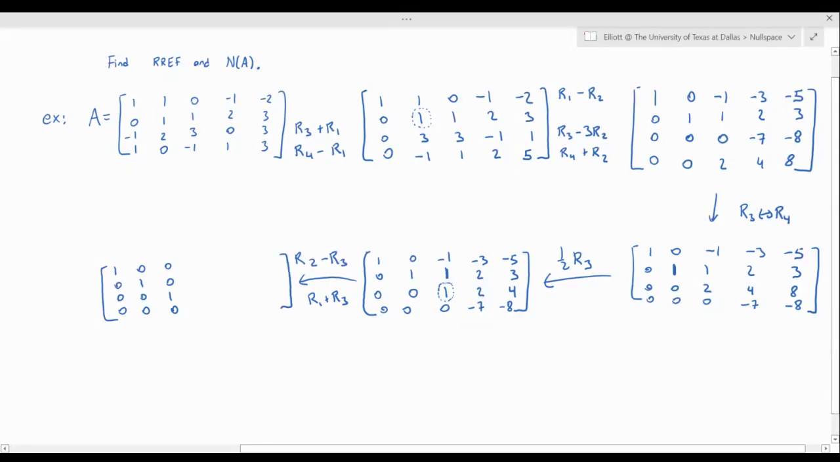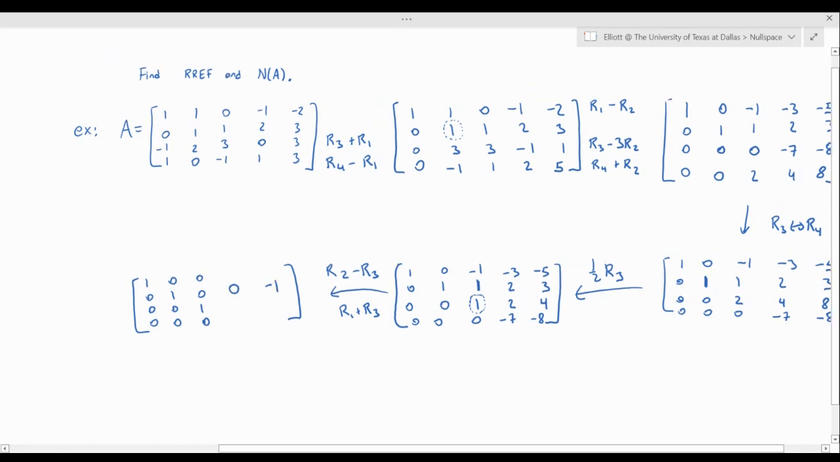Let's just work out the rest of the matrix. So we're doing row 2 minus row 3. So that's a 0. It's a -1 here. And then we're doing row 1 plus row 3. That's a -1 and another -1 there. Okay. -7 and -8.